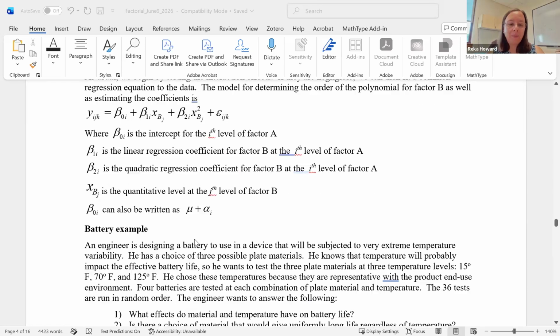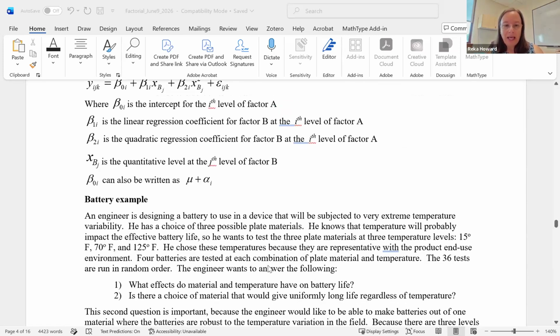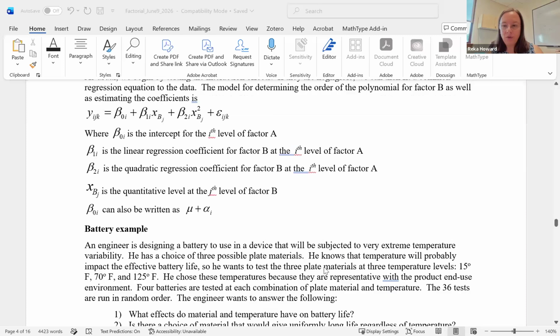And then on purpose, I left some code in my notes for this example. There is a specific example where we are evaluating some battery life. What we do is we have three temperature levels: 15, 70, and 125 Fahrenheit, which means that the temperature will be a quantitative factor. This is my factor B that was in my previous example. And then we have three plate materials.